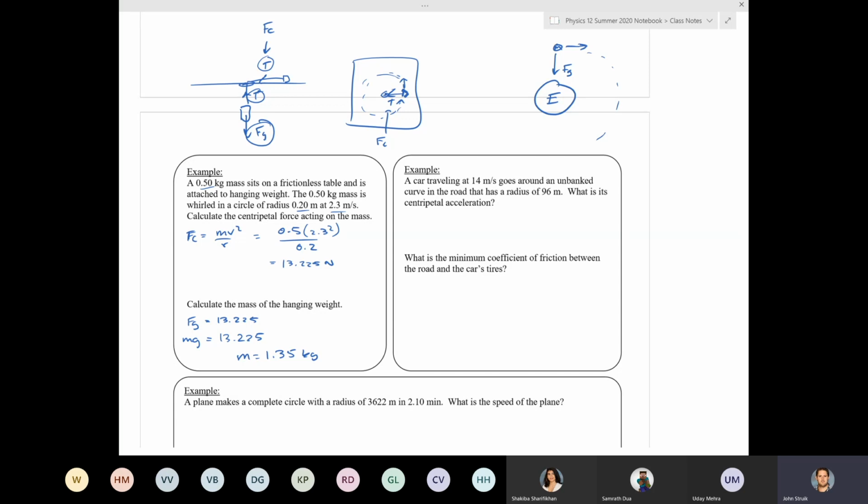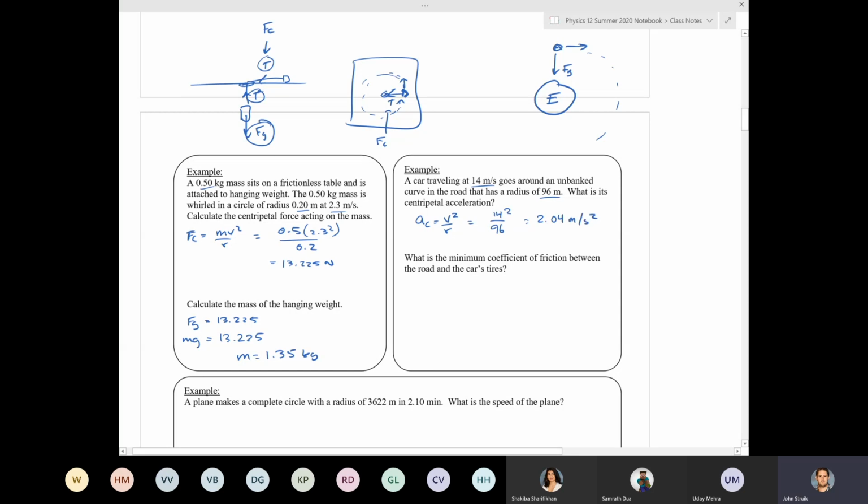Okay. Next example. A car traveling at 14 meters per second goes around an unbanked curve in the road. Unbanked means it's level. It's not at an angle. With a radius of 96 meters, what is its centripetal acceleration? So in this case, we're not doing force, we're doing acceleration. And again, we have V and we have R. So we're going to go AC equals V squared over R. So that's going to be 14 squared over 96, which is 2.04 meters per second squared.